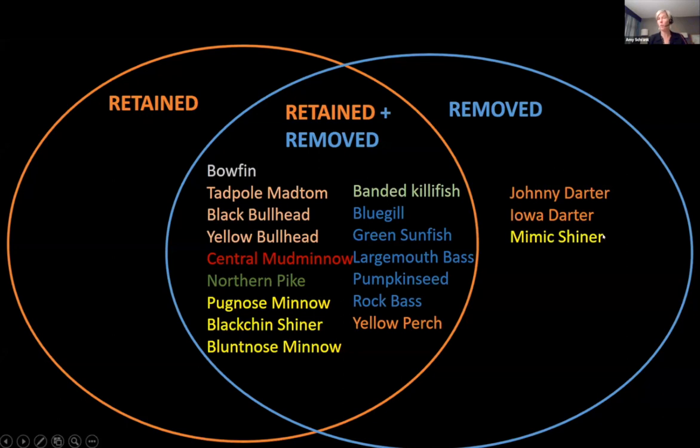But there were also a few species we only saw in cattail removed plots once the cattail had been removed. In particular, Johnny darter and Iowa darter. I'm getting a message that my internet's unstable. So Maddie, if I'm breaking up, let me know. Anyway, so Johnny darter and Iowa darter only once cattail were removed, and we also saw one species of minnow only in the removed plot after we removed cattail.